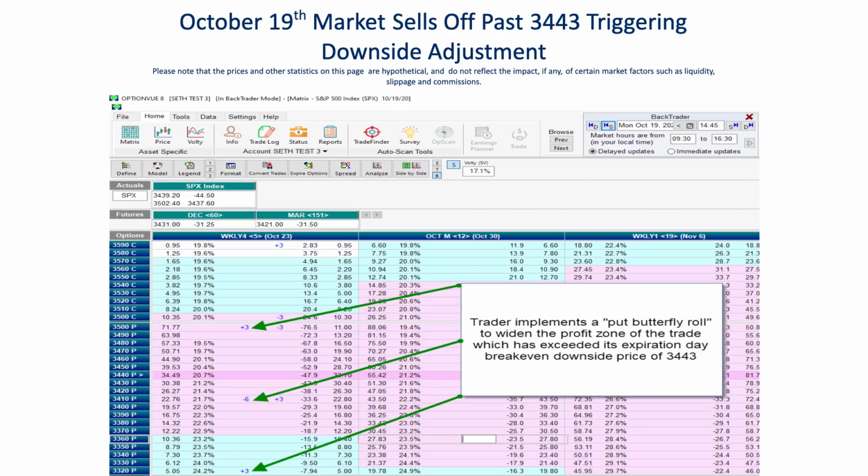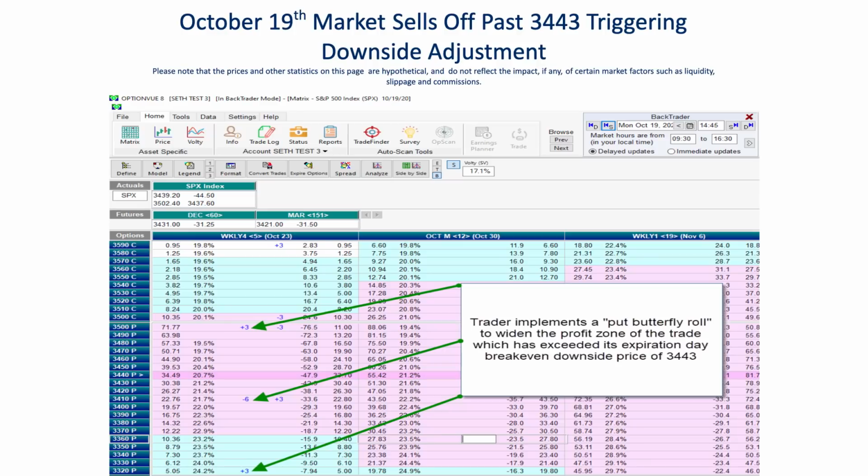So now let's move forward to 3 days later, to October 19th. And as you can see, the market has sold off below 34.43. So as we mentioned earlier, this is going to trigger a downside adjustment on our part, because remember, below 34.43, if the market were to remain here, we would lose money on the trade unless we do something. So let's first look at what we'll be doing at this point. And as you can see, we'll be buying back those 3 short puts at 3,500, which closes that position, because when you buy the same number of puts that you're short, then the position just turns to 0.